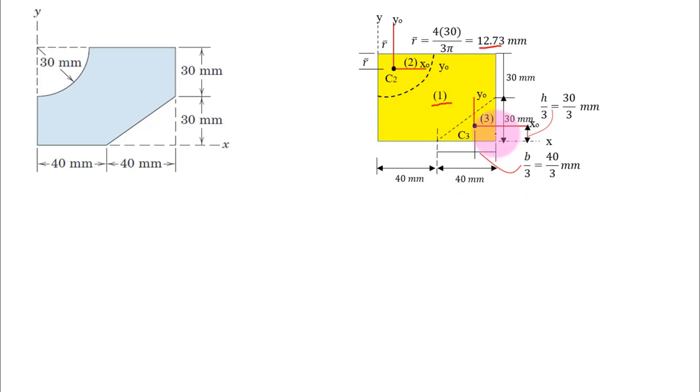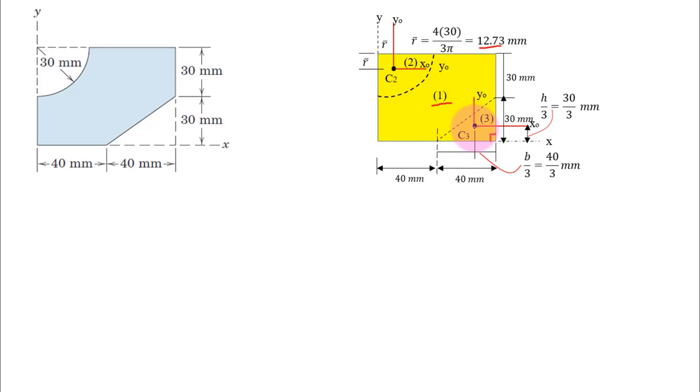For a right angle triangle, measured from the 90 degree corner, the centroid is b over 3 for x, and likewise h over 3 for y. Or, measured from the other ends, 2 over 3 b and 2 over 3 h. Therefore, we locate the centroid for shape 3.